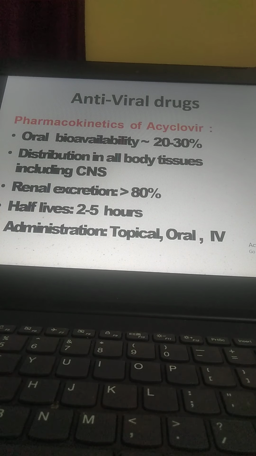So antiviral drugs, pharmacokinetics of acyclovir. Oral bioavailability is 20 to 30%. Distribution in all tissues, including CNS. So penetration is good. It can go to any tissue. Renal excretion is more than 80%. Half-life is 2 to 5 hours. Administration is topical, oral, and IV. So I have told you this acyclovir has 3 forms: topical, oral, IV.